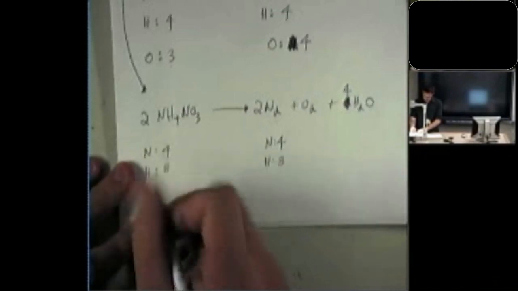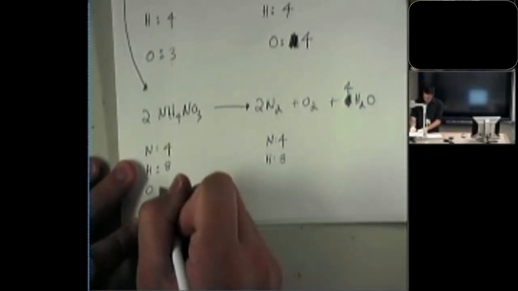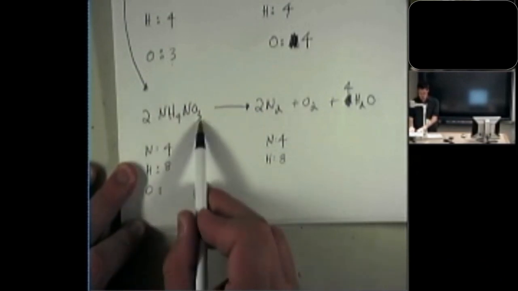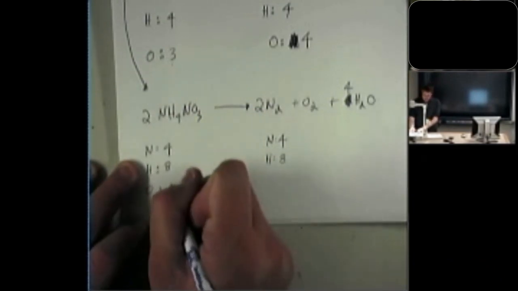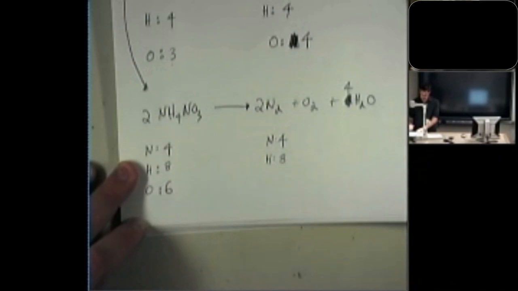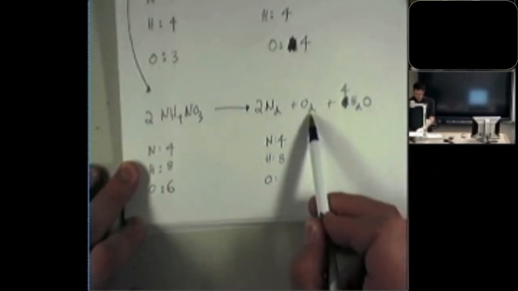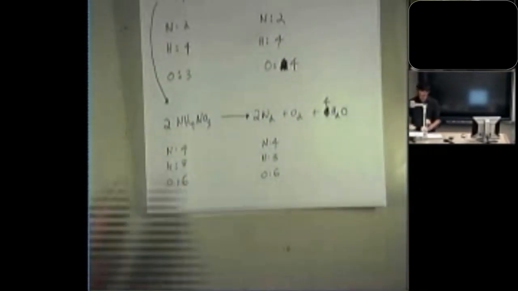Now let's take a look at our oxygen and see what we've got. This 3 is multiplied by this 2. The 2 goes all the way through. So my total number of oxygens on the left is 6. Now on the right, I've got 1, 2, 3, 4 oxygens, 5, 6. Wow, holy smoke, that actually worked.